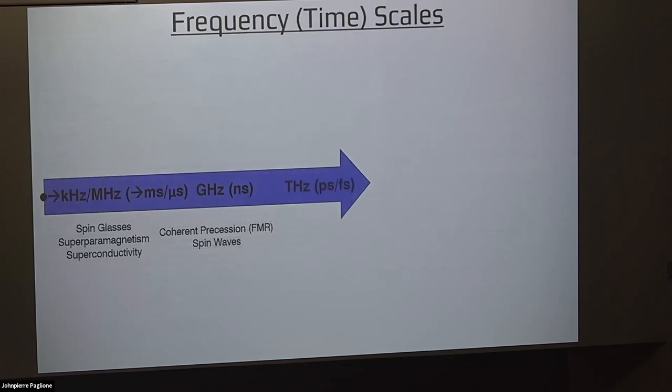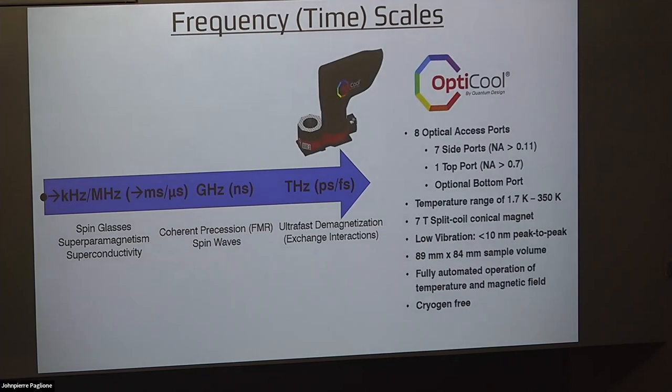Going up further in frequency, let's say we're going to the terahertz regime. Now we need to start thinking about exciting our samples with light. Any of you with a PPMS know it's a pain to get light in and out of that system. It's got a sample chamber of about an inch, and it's about a meter long. So we developed OptiCool. If you want to do things like ultrafast demagnetization, circular dichroism, any sort of optical experiments, we developed this about 4 years ago.